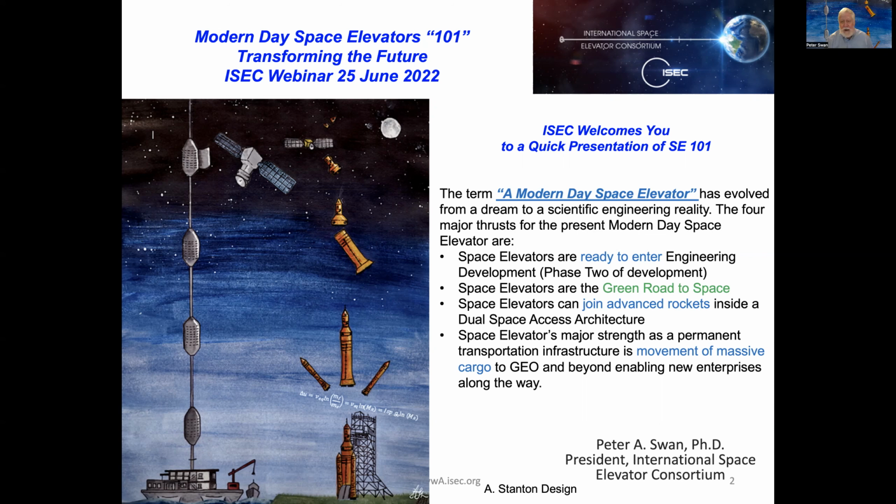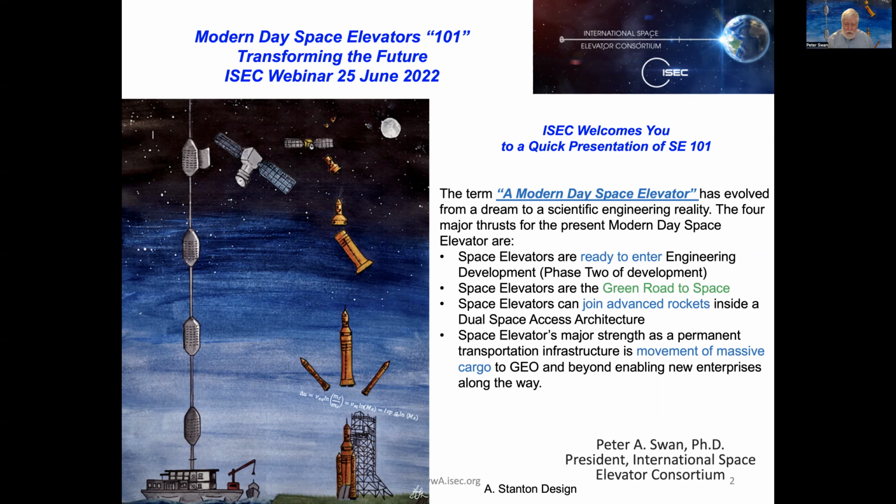But today we're going to talk about the current space elevator. Now, I call that the modern day space elevator. We came up with that name when we recognized that we have a material that should work for the space elevator tether. Single crystal graphene is developing rapidly, and we really have hopes it'll be long enough and strong enough and exactly what we need.